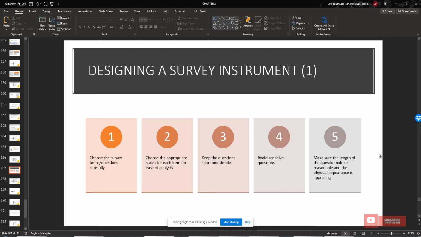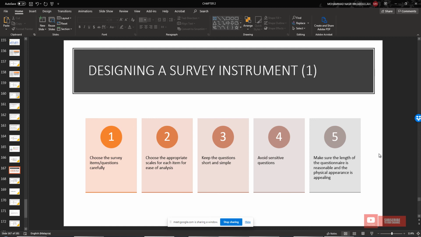So keep the question short and simple, right? There are some requirements that you already learned in STA 111, right? The requirements for designing a questionnaire, right? You should avoid a biased question. You should not ask a sensitive question. You should make a question short and simple, no double-barrelled question, and so on.